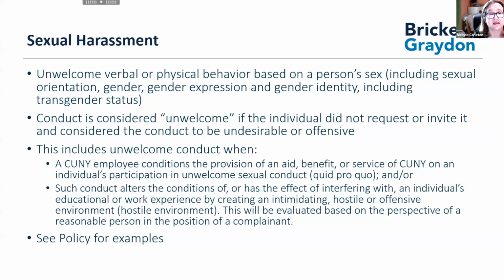In your policy, there is a list of examples of things that constitute sexual harassment. But know that in evaluating these things, a hearing officer is going to look at the behavior that is determined to have occurred and say, okay, is it unwelcome? Is it verbal or physical? Is it based on the person's sex? And then does it rise to the level of either quid pro quo or hostile environment?